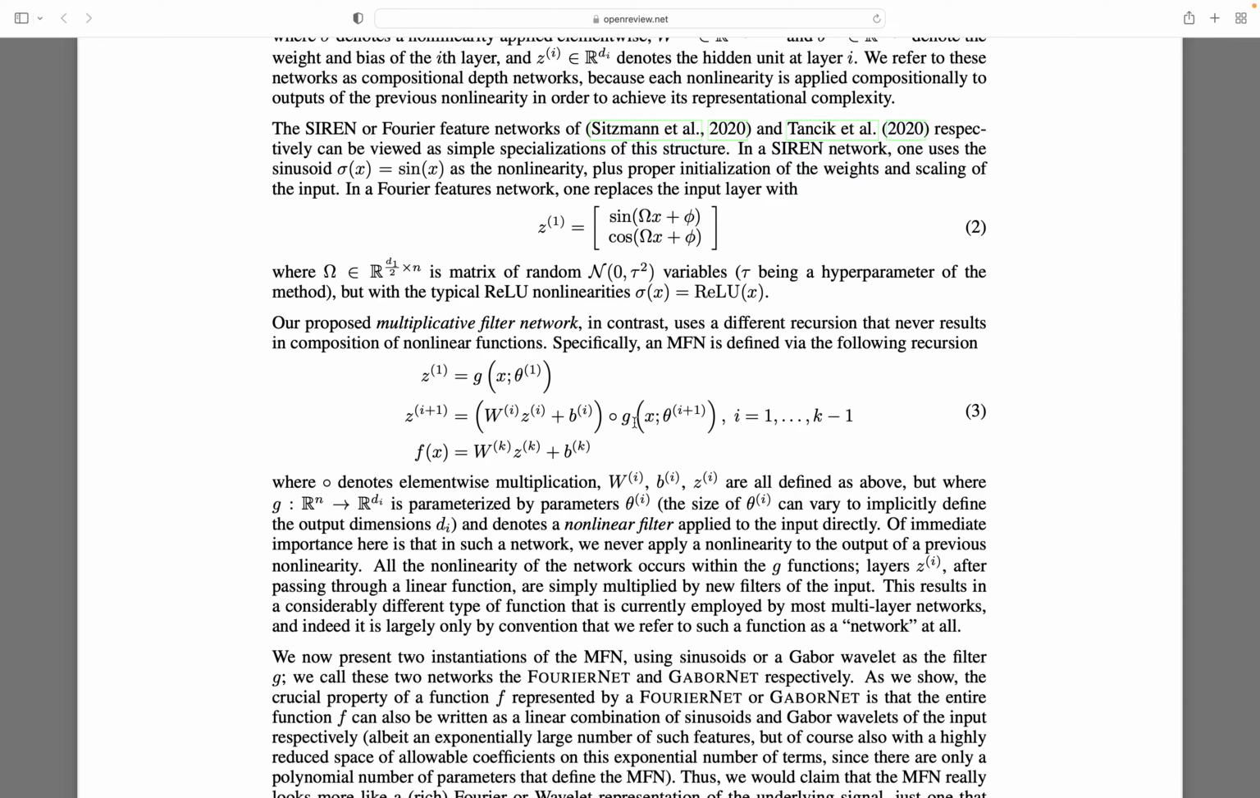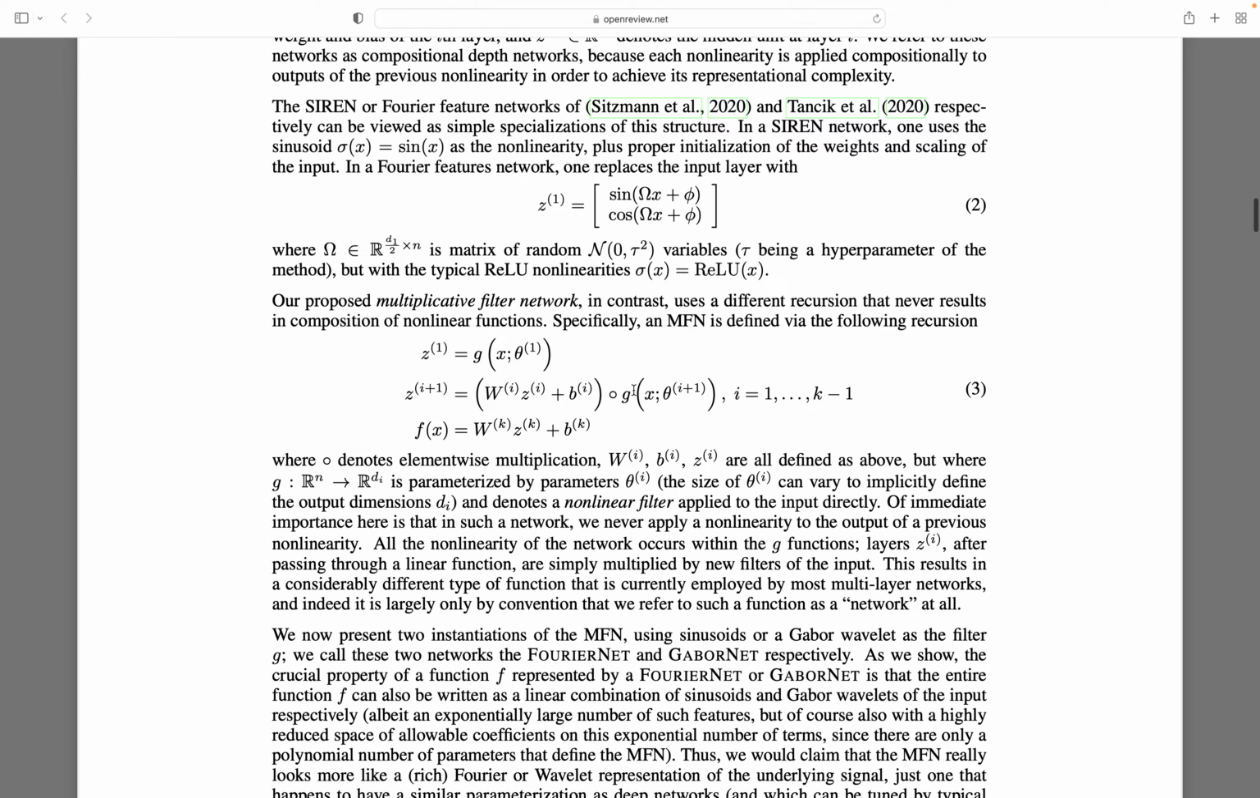The benefit of that is that now the nonlinearity is in g, and therefore, if we have a look at what is said there, we never apply a nonlinearity to the output of a previous nonlinearity. I will not go into more detail, but this is really the main takeaway of those equations, and I invite you to read the paper in more detail.